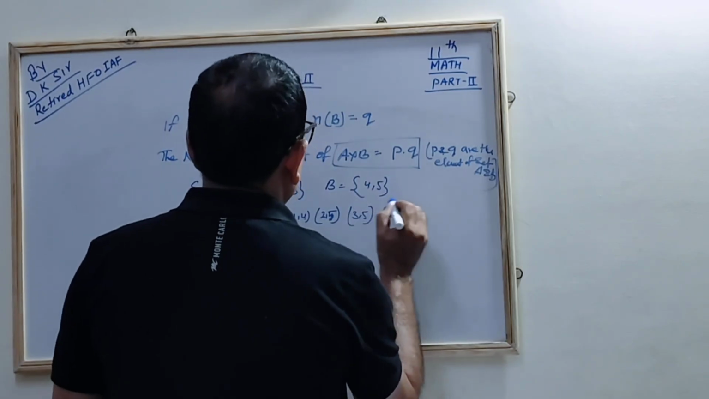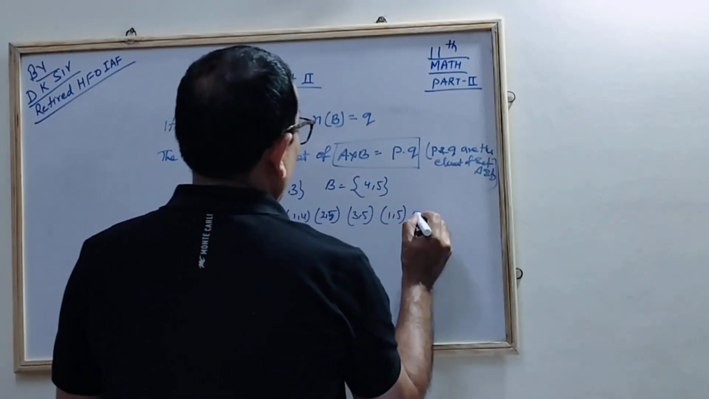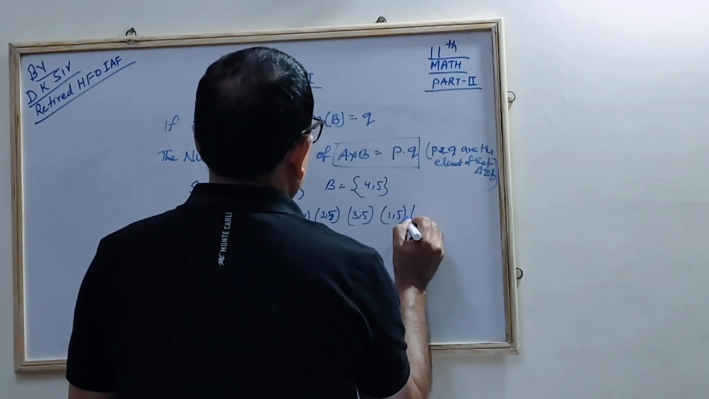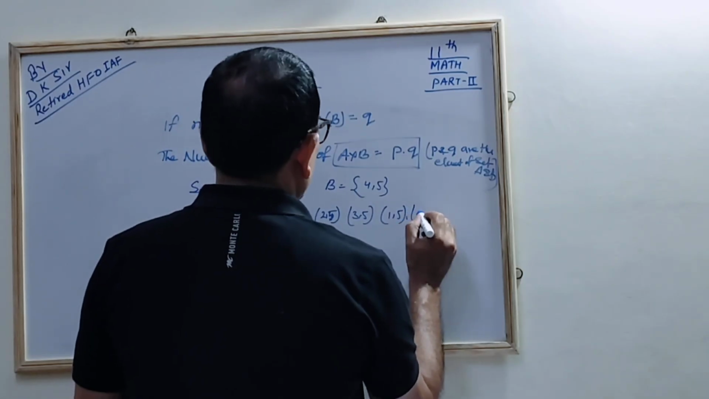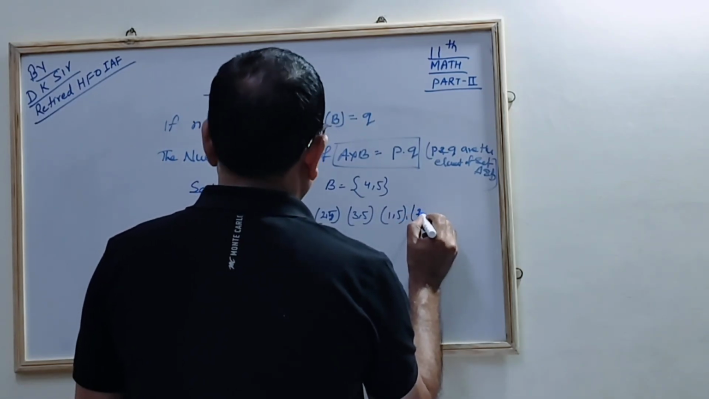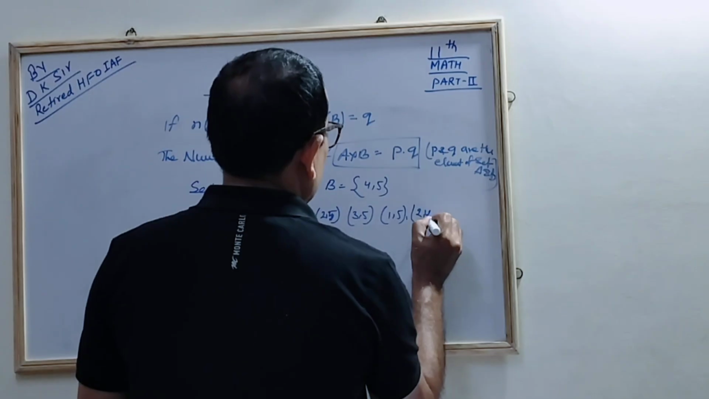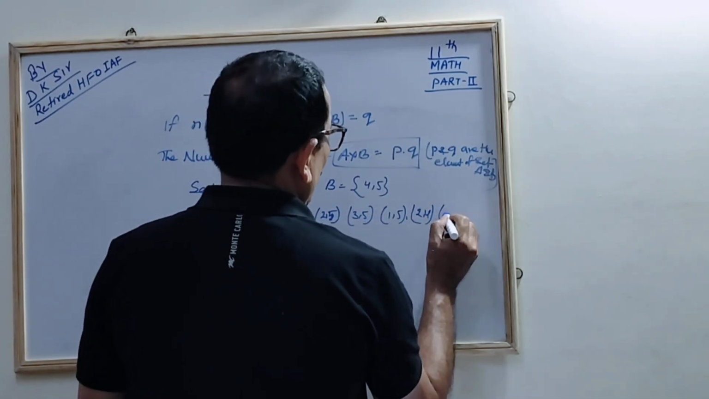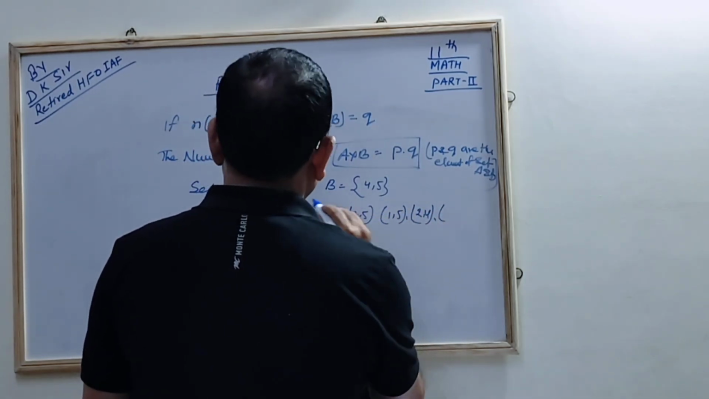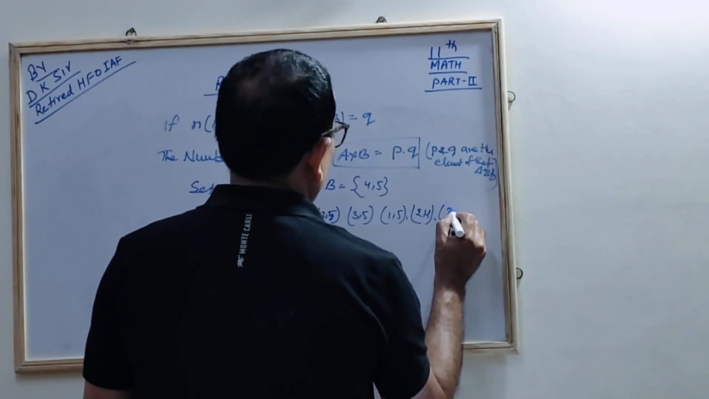It can have different types of relation. Correct? The next can be (1,5). Then (2,4) and (2,5). (2,5), (2,4) - the (2,4) is left. Correct? Then (3,4) - we have written (3,5), so (3,4) is left.